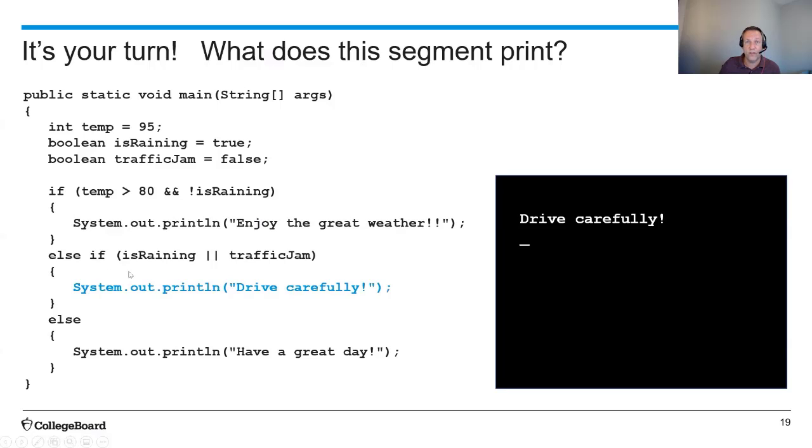So I've got to go to the else if. Let's check this conditional statement. If is raining, which is true, or traffic jam, which is false. So now here I have a true and I have a false, but it's an or statement. So I only need one of them to be true. And is raining is true. So I'm going to go into this print line and print out drive carefully. And then, of course, I'm going to skip over the else because I've already found one of my ifs that's true. And my program just prints out drive carefully. So that's how our logical operators work in the context of our if statements.